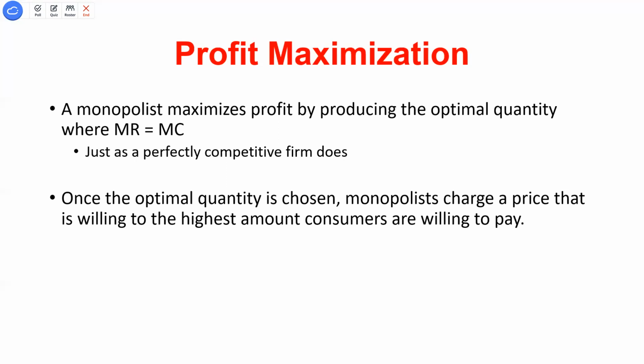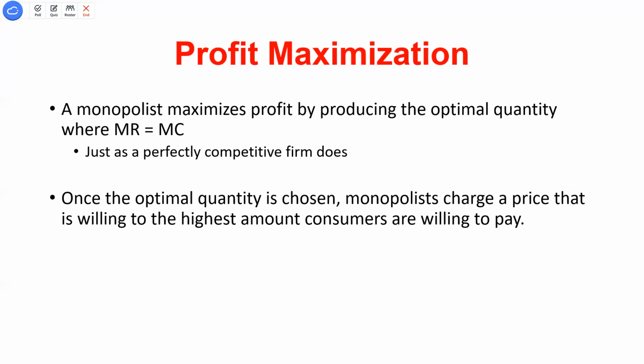But we're going to start out. I've got my demand curve. I've got my marginal revenue curve, twice as steep. And here's my marginal cost. Okay, so where is the profit maximizing quantity? Where marginal cost is equal to marginal revenue. Same idea as what we were doing before for the competitive firms.